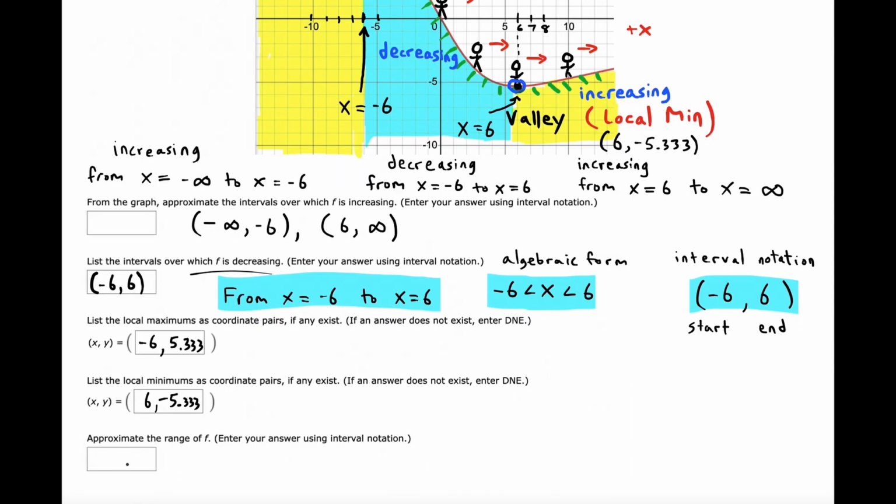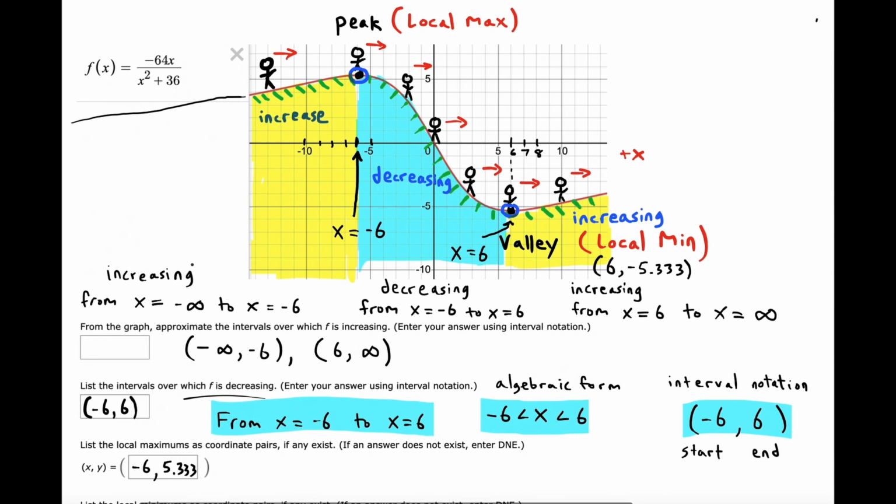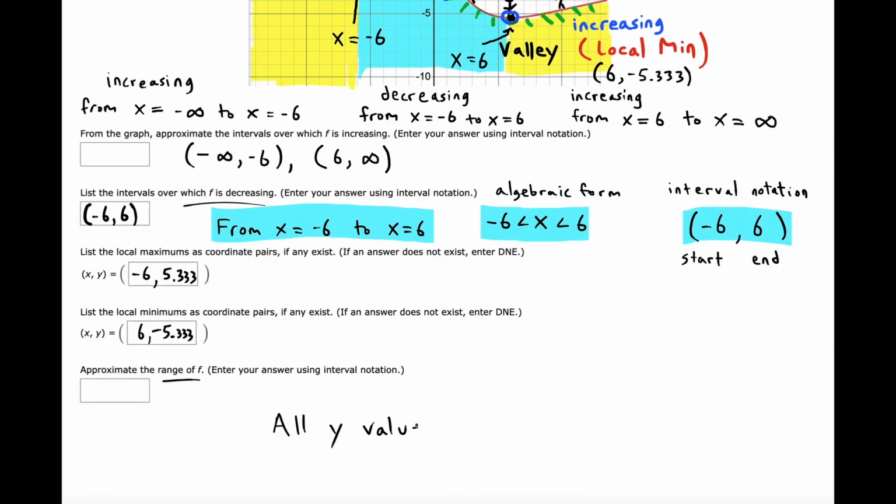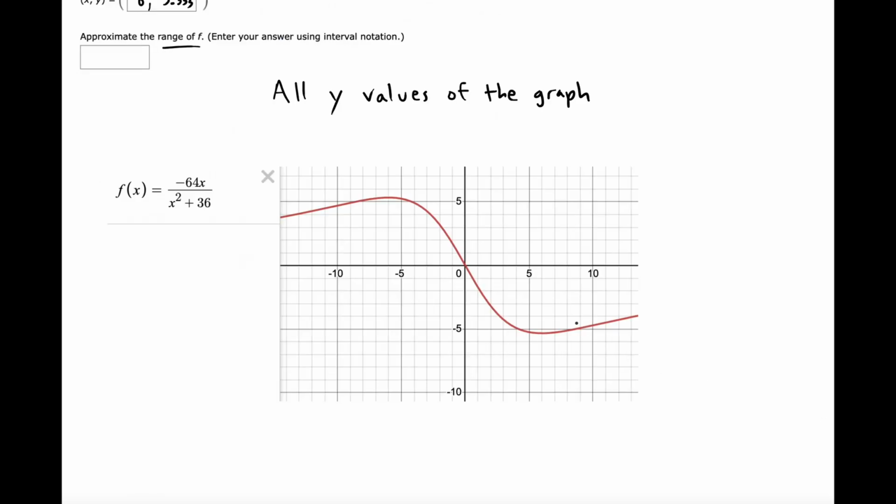The last question here is to find the range of the function. So the range is going to be all the y values of the graph. If we look at the graph, we see that the lowest elevation here happens to be negative 5.333. That's here on the y-axis. The highest point occurs at positive 5.33. I'm giving y values here, not x, because range is concerned with y.